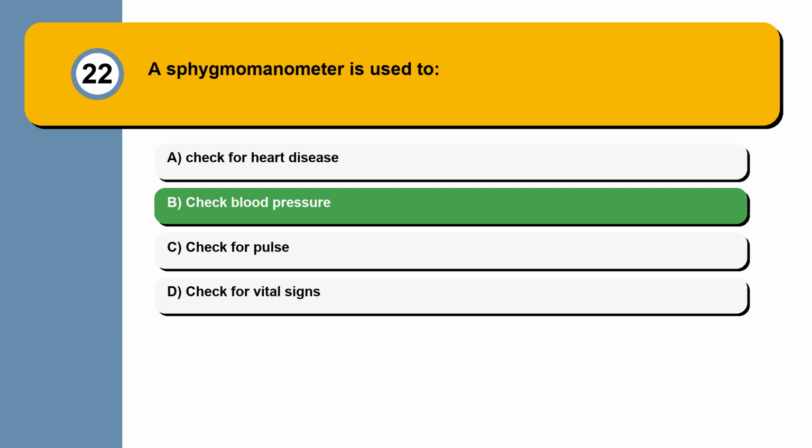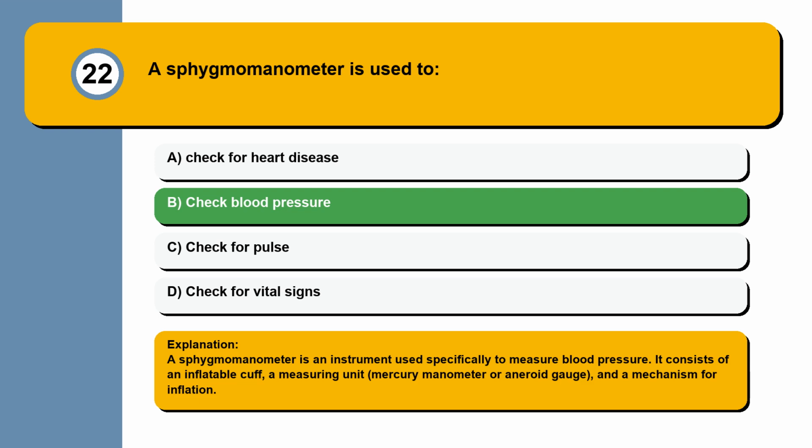Check blood pressure. Explanation. A sphygmomanometer is an instrument used specifically to measure blood pressure. It consists of an inflatable cuff, a measuring unit, mercury manometer or aneroid gauge, and a mechanism for inflation.